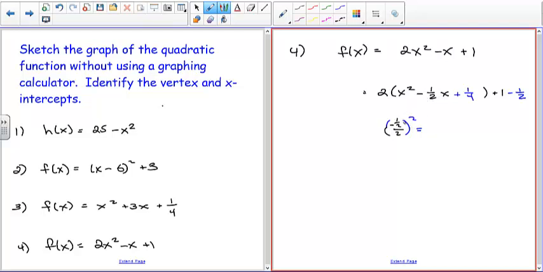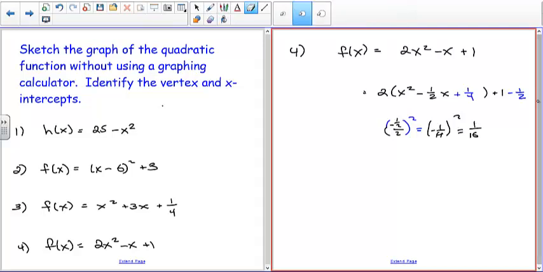So you take this number, divide it by 2. That's the same as negative 1/4. So negative 1/2 divided by 2 is negative 1/4. You square that, you get positive 1/16. Okay, so let's fix that. So it's going to be plus 1/16. So if we add a 16th and multiply it by 2, we're going to add 2/16, which becomes an 8th, and we have to subtract it because we added it over here.